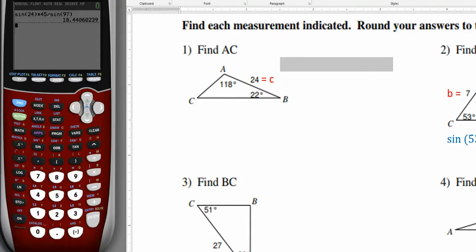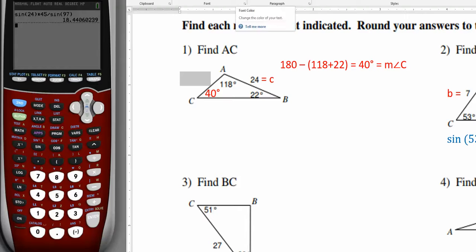All three angles are supplementary. 180 minus the quantity of 118 plus 22 equals 40. So therefore, we know that C is 40 degrees. So now we have a pair. We have little c, big C. And then we're asked to find AC. Now, which letter is that? Well, it's the letter that wasn't used to make the name. Since you used A and C, the letter that it really is is little b.